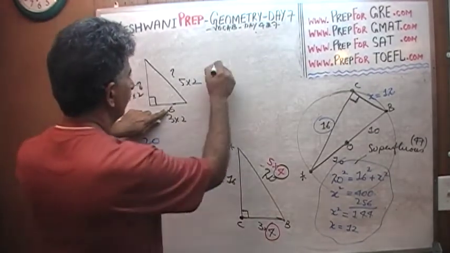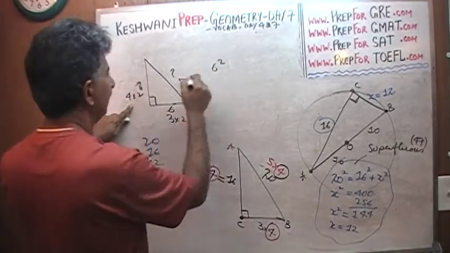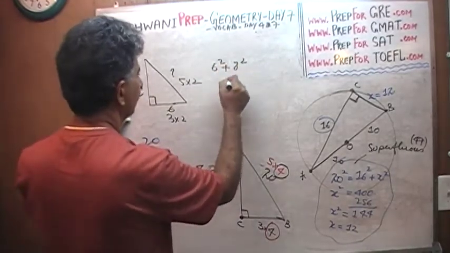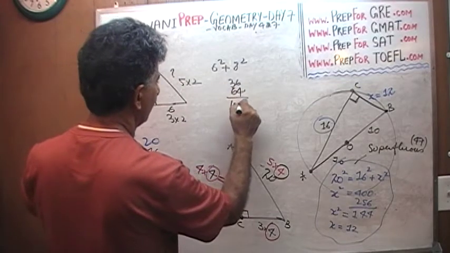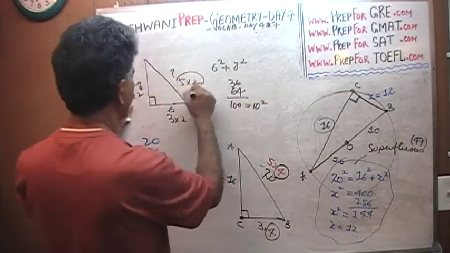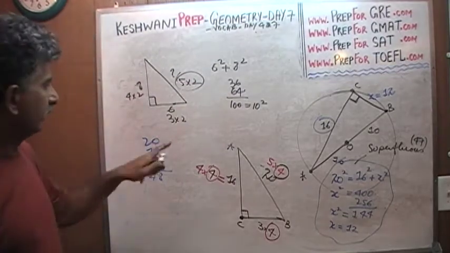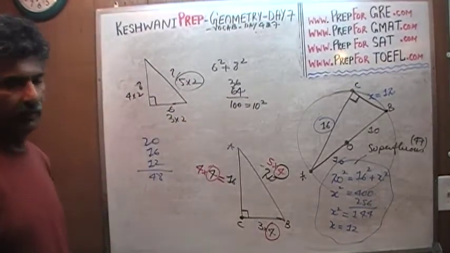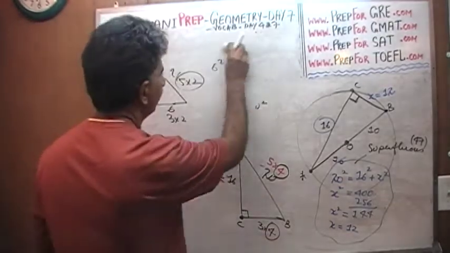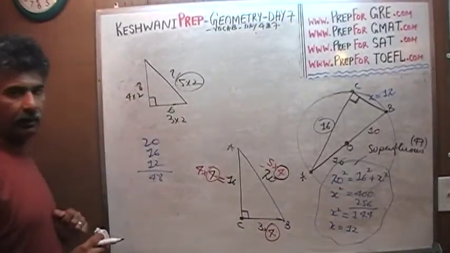This is 6, which is 6 squared. This is 8, which is 8 squared. 6 squared is 36, 8 squared is 64, and this gives you 100, which is your 10 squared right there. So 10 squared equals 6 squared plus 8 squared. But we didn't have to do the Pythagorean theorem, because we were able to see right away. It's a 3, 4, 5 triangle incognito.